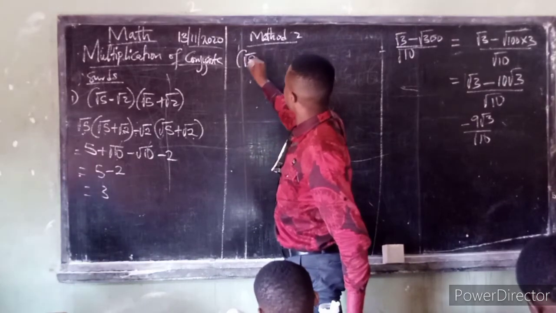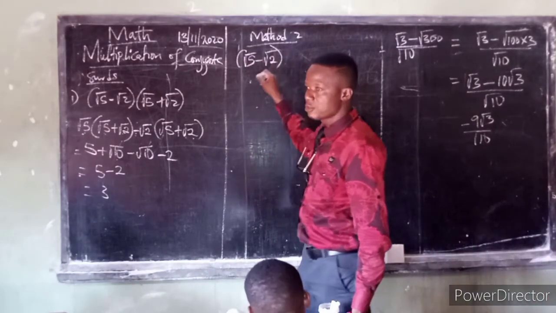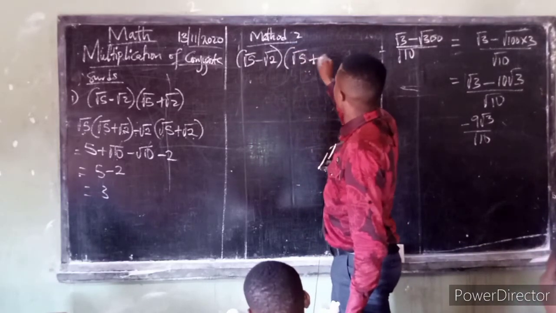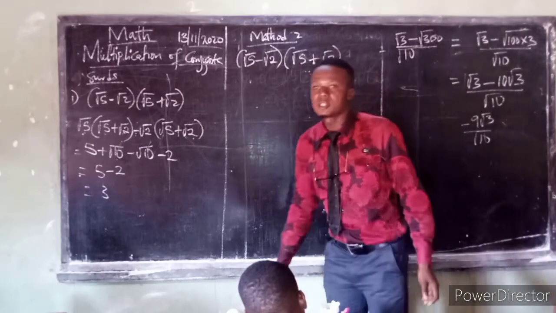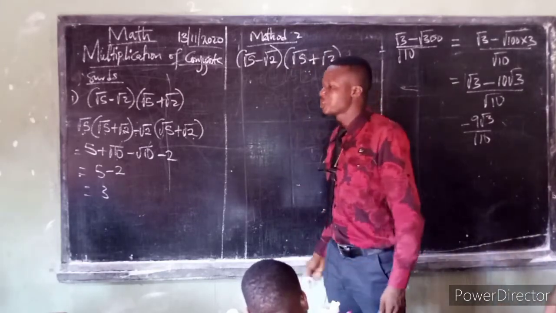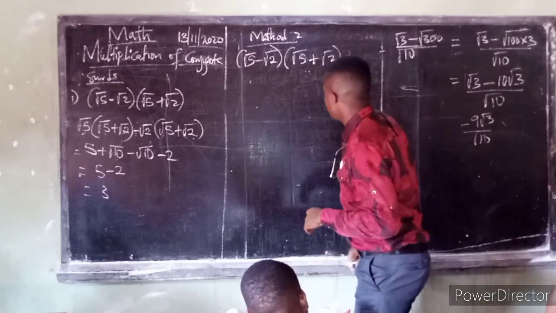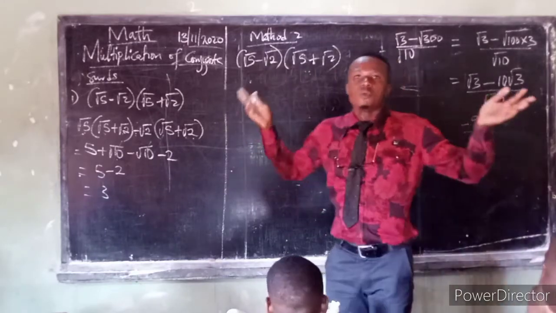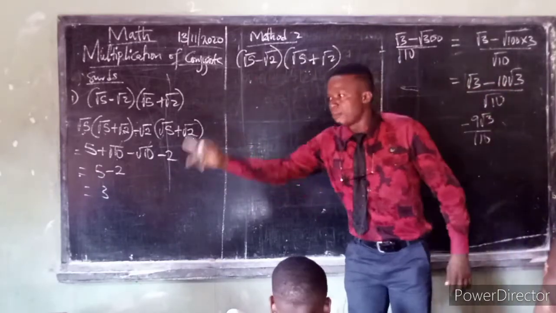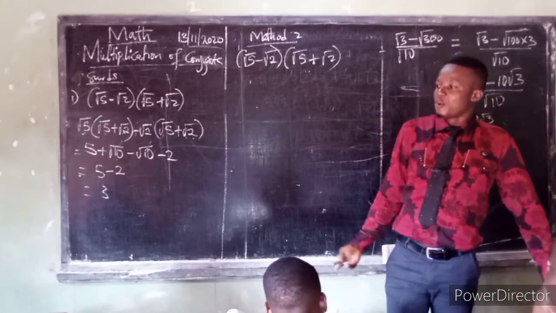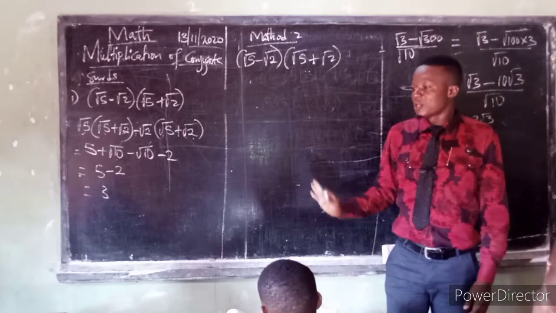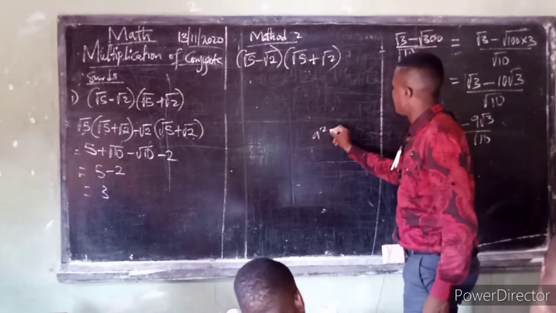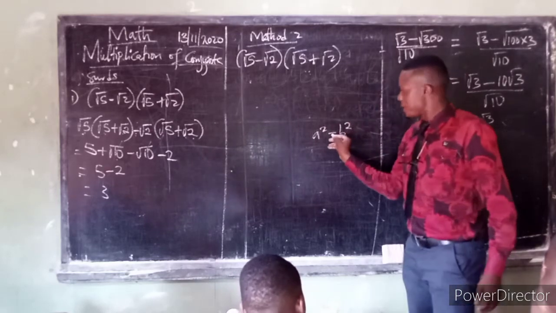We have surd 5. Please always ask me questions when you are confused. We have surd 5 minus surd 2 into surd 5 plus surd 2. Because they are conjugates of each other, just look at what you just do. When you see something like this, what is your mind telling you? Difference of two squares.